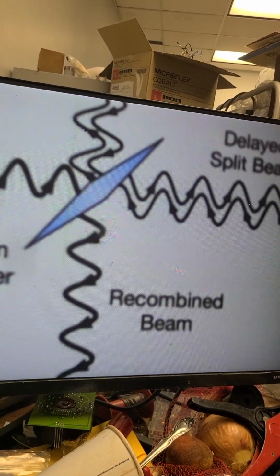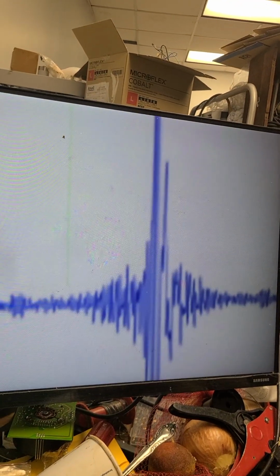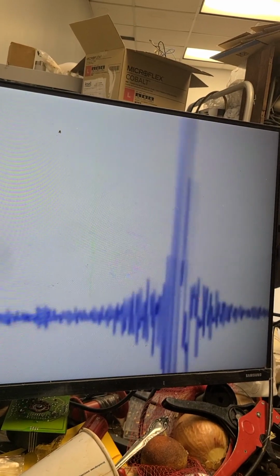So, ladies and gentlemen, as described in our Wikipedia article, you do the Fourier transform on this raw data here, and it will show that it's a sum of a bunch of different frequencies.